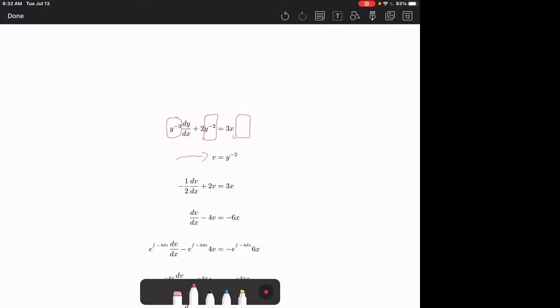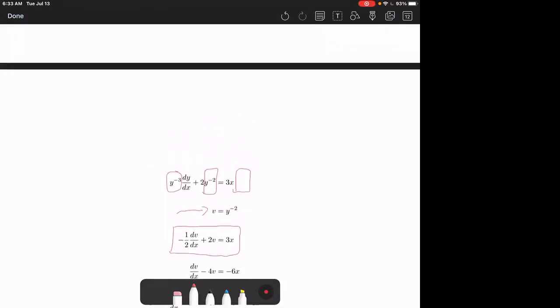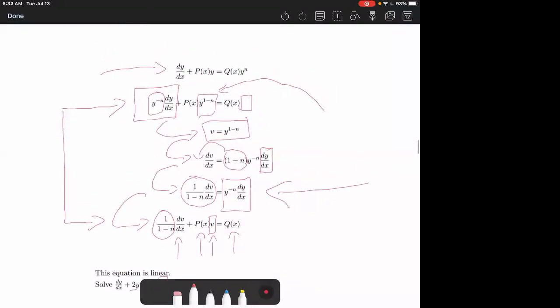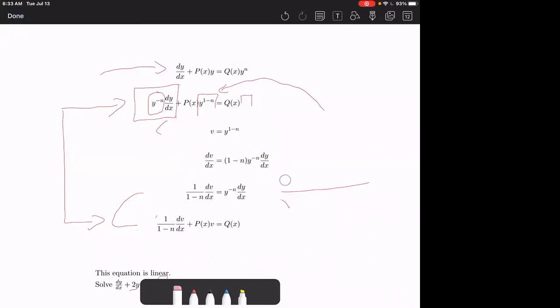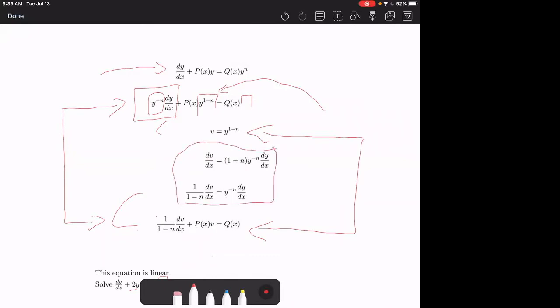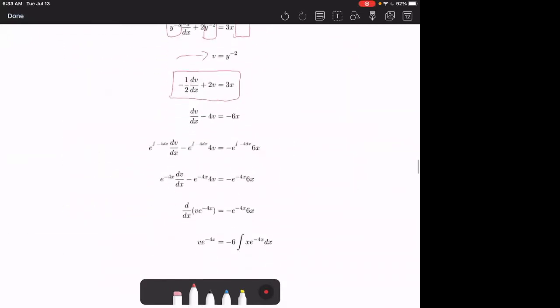Now we do our substitution. V is equal to y to the negative 2. Then we get negative 1/2 dv/dx plus 2v is equal to 3x. Now that's skipping a few steps from what we did before, but since we already did those steps, we don't need to do it every time. So I'll just move back here. We're jumping all the way from this step to this step. So if you're trying to follow along, we know these things are true, so we don't need to prove them every time. And we're going to jump down to the simplified form at the bottom. So that's what we're seeing right here.